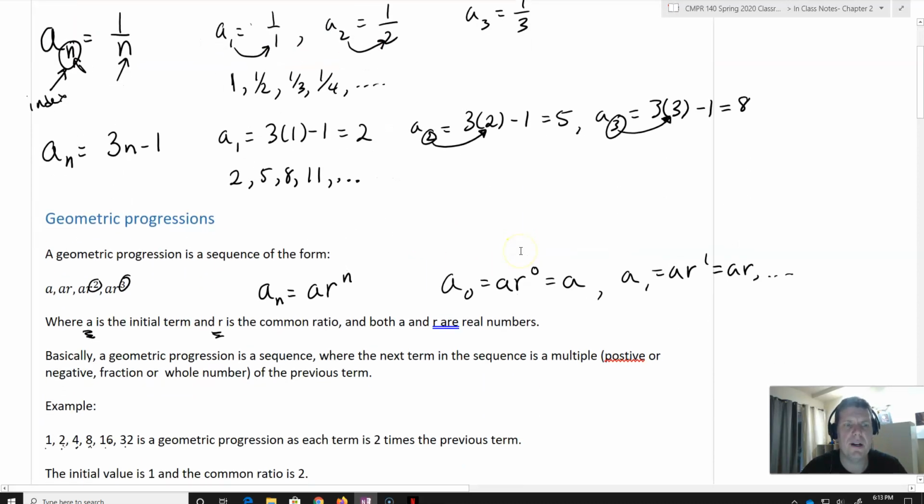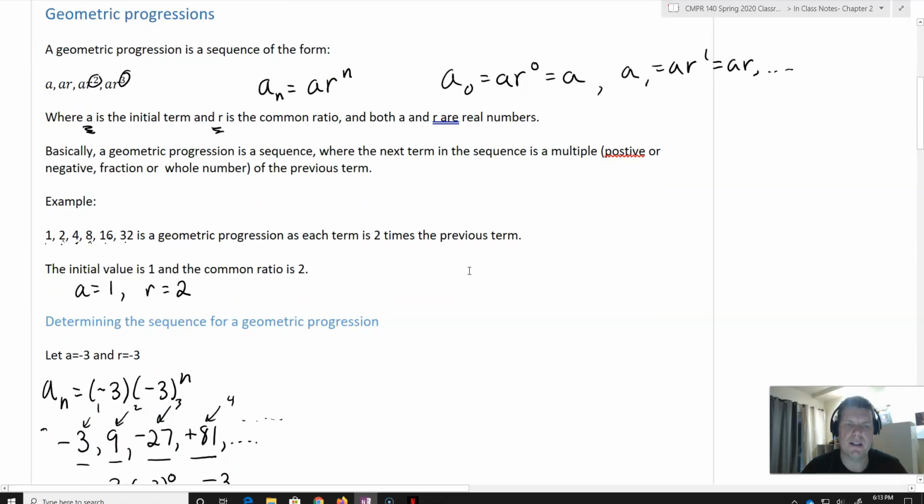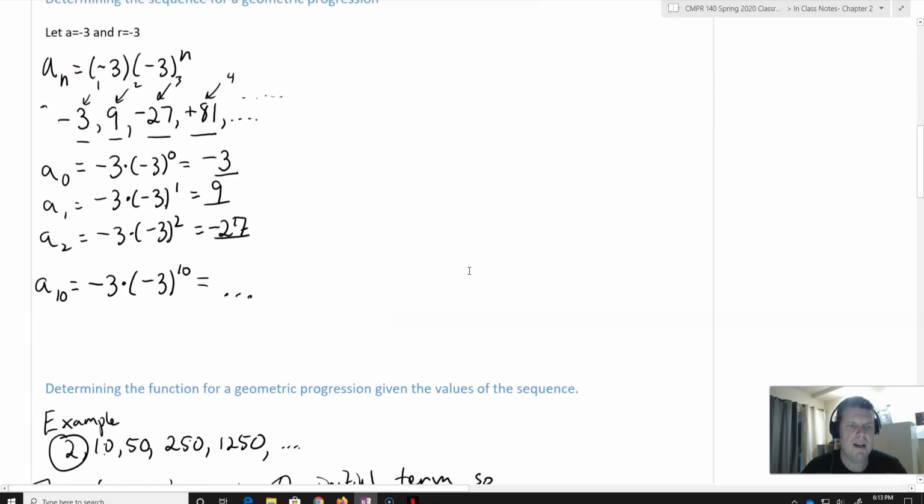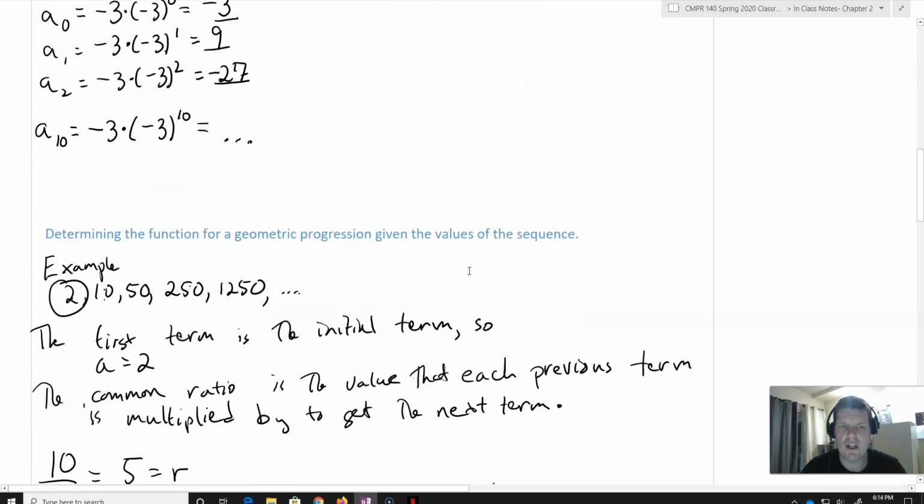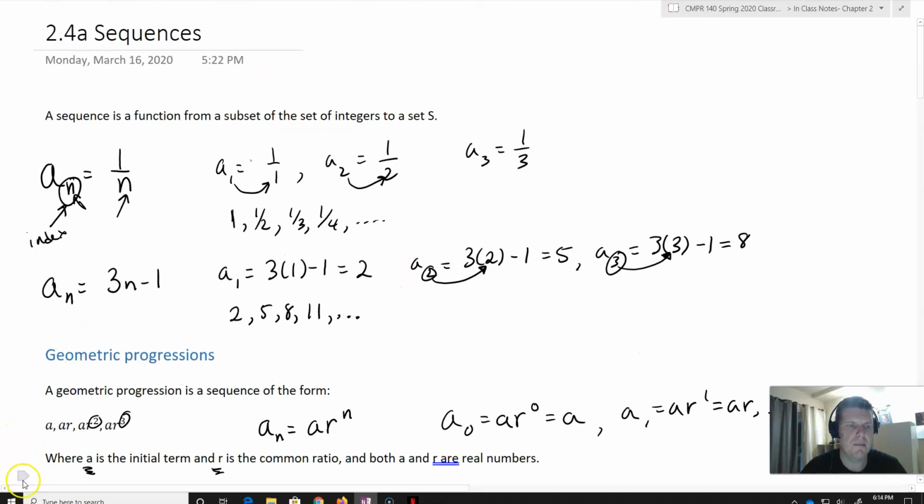Then we also defined what a geometric progression was, which is basically a sequence where the subsequent term is just a multiple of the previous term, right? And we talked a bit about how to determine if a sequence is a geometric progression, and also how to determine the function for a geometric progression if we're given the values of the sequence. And so that kind of covers what exactly is going on inside of this particular video.